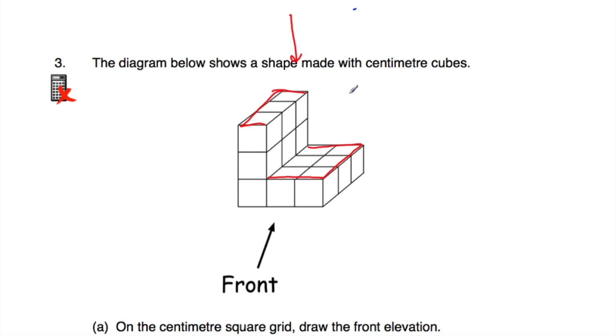There's a change in height here, so it would be a square, a 3 by 3 square. But here there's a change in height. These 3 squares are higher than these ones. So it's going to be a square with a line there on that left hand side. So it would look something like this.